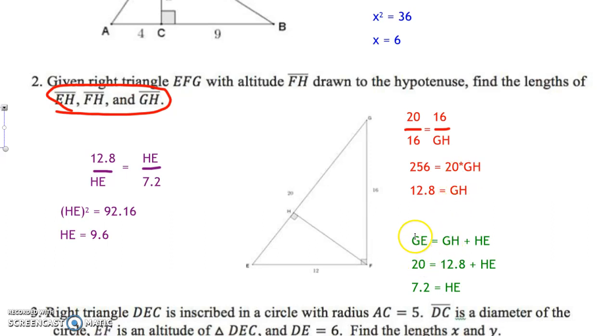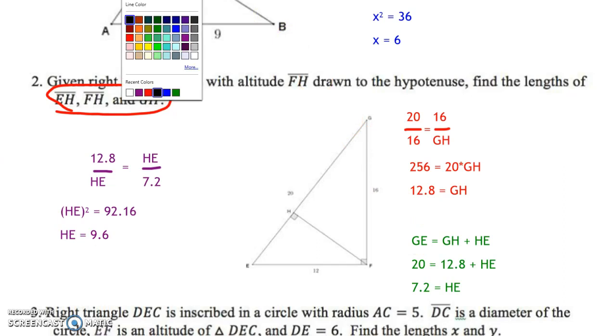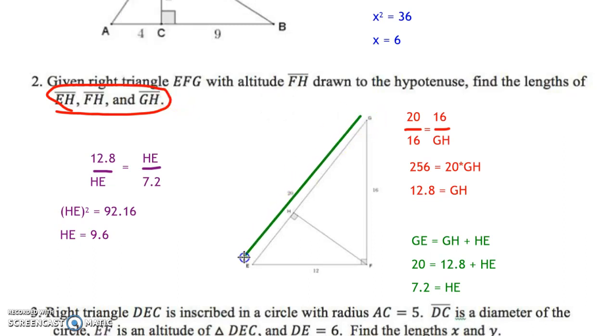In this case, we used something called the addition postulate. You remember the addition postulate, hopefully. It means that one entire line is equal to its parts. So, for example, I know that this whole entire line is GE, and that's equal to 20. Well, GE is equal to GH, which is this part of the line, plus HE, which is this part of the line. Seems to make sense to me. We know GE is 20. We know GH is 12.8. We just solved for HE to find 7.2.